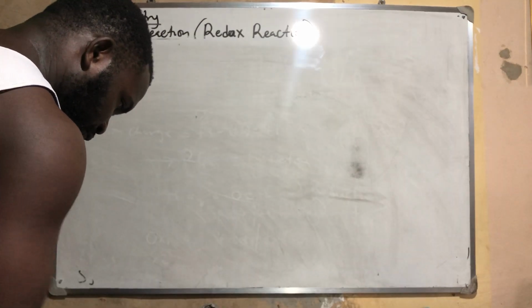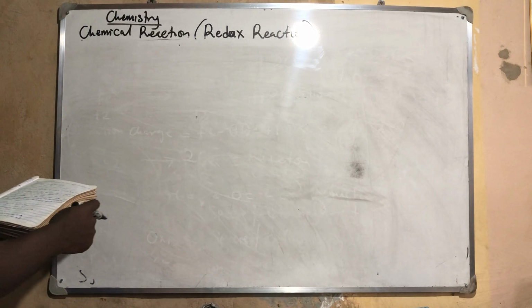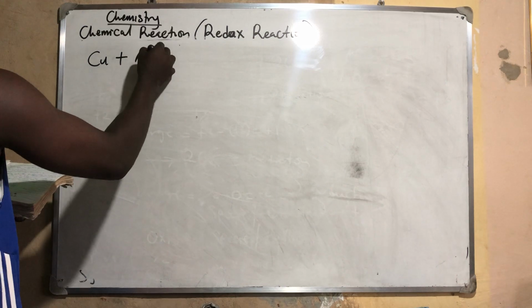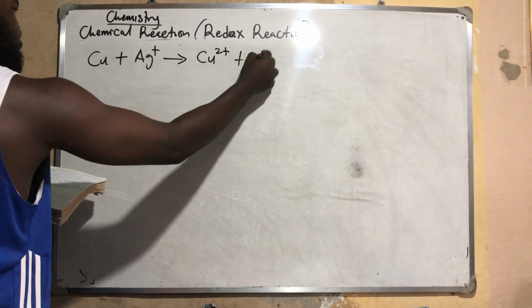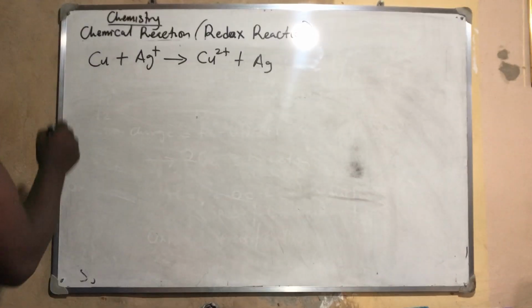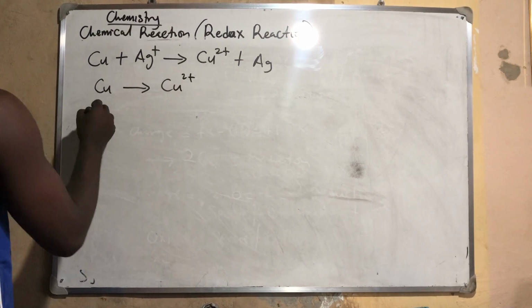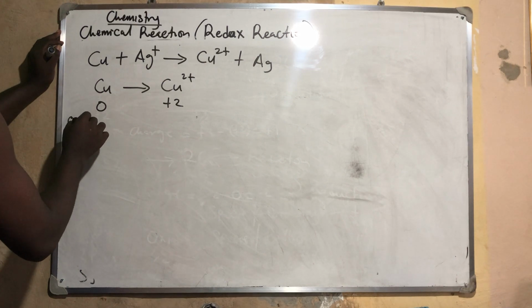So the next one we move to, the next question, they gave us Cu plus Ag^+ to give Cu^2+ plus Ag. Okay, this one is very simple. So Cu gave us Cu^2+, so from 0 to +2. So let's check the oxidation charge.